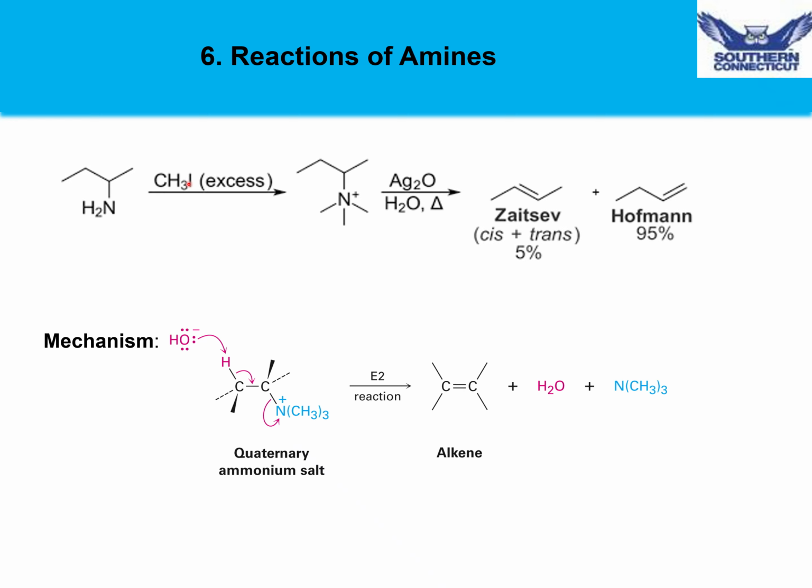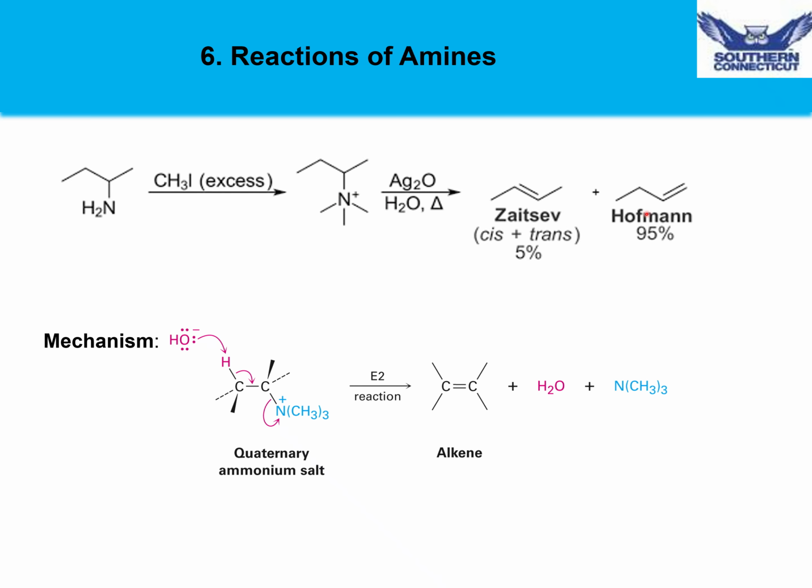If we add an excess of methyl iodide, we'll have now this quaternary ammonium salt, which when we add silver oxide and water and heat it, we'll get two potential products, either the Zaitsev or the Hofmann alkene. The Zaitsev product will result from the hydroxide ion removing a hydrogen from this carbon and giving us a double bond this way once we eliminate the nitrogen.